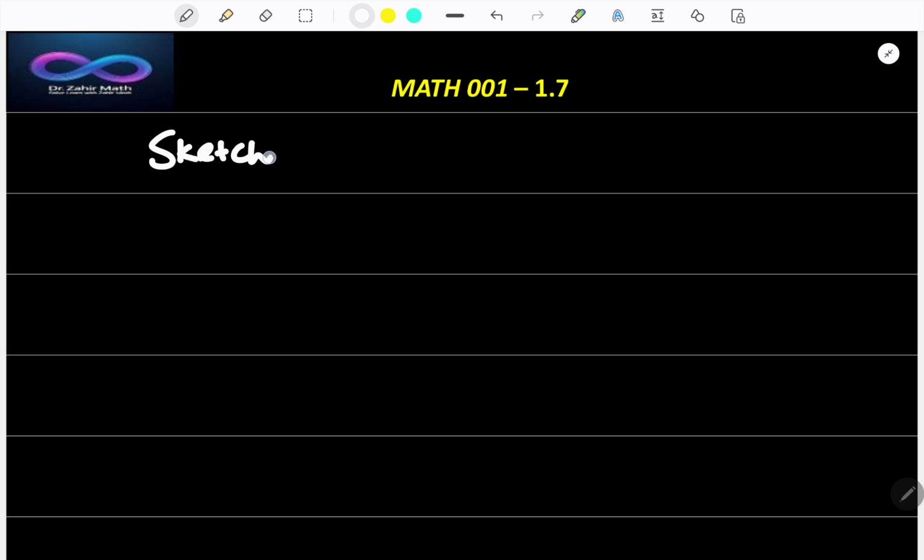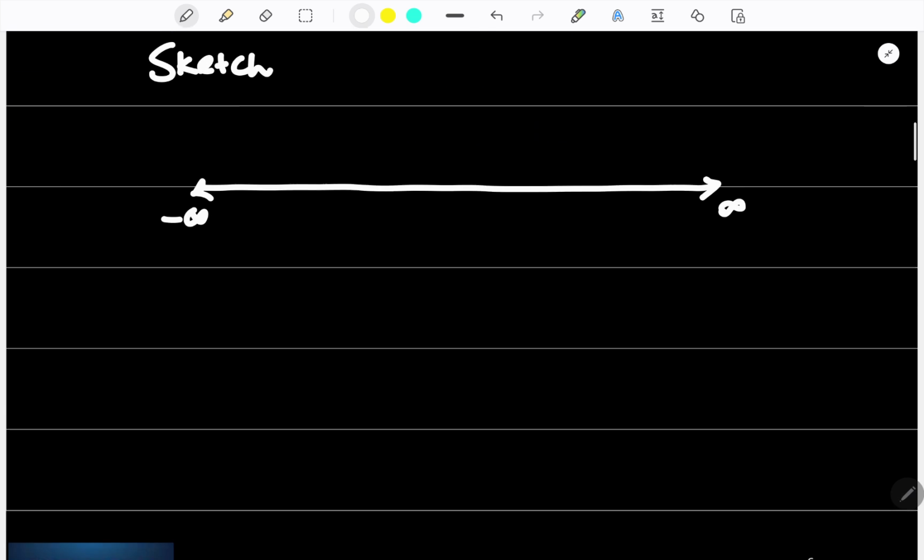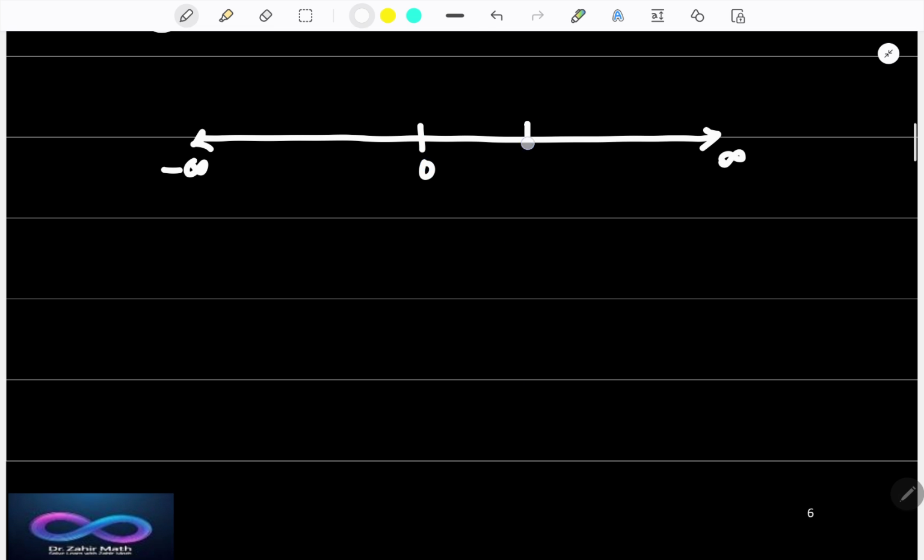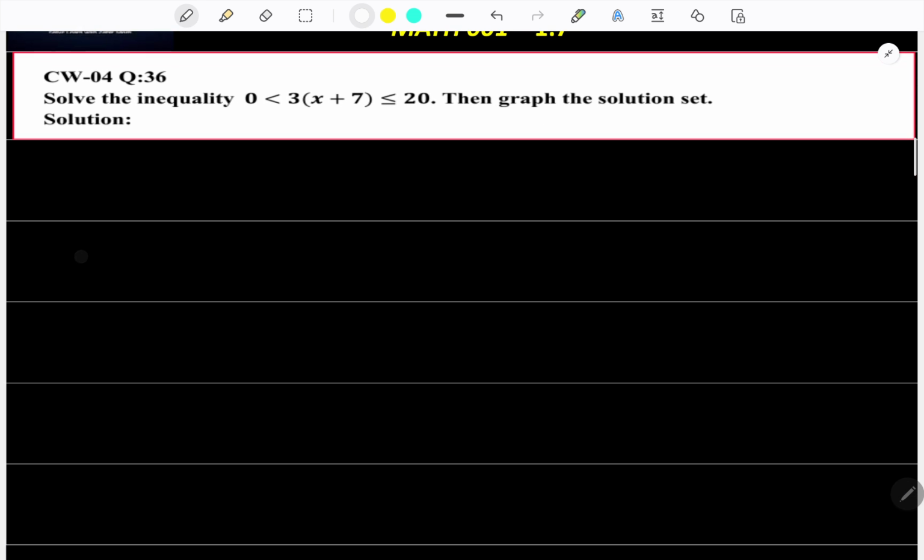Sketch. X is more than or equal to 1. So this is a straight line, this is infinity and this is minus infinity. So x is more than or equal to 1. So this is 0 and this is 1. X is more than, so it means it takes this side, right? So more than or equal to means you have to use a closed bracket, right? Yes, let's go to the next question. Solve the inequality and graph the solution set.